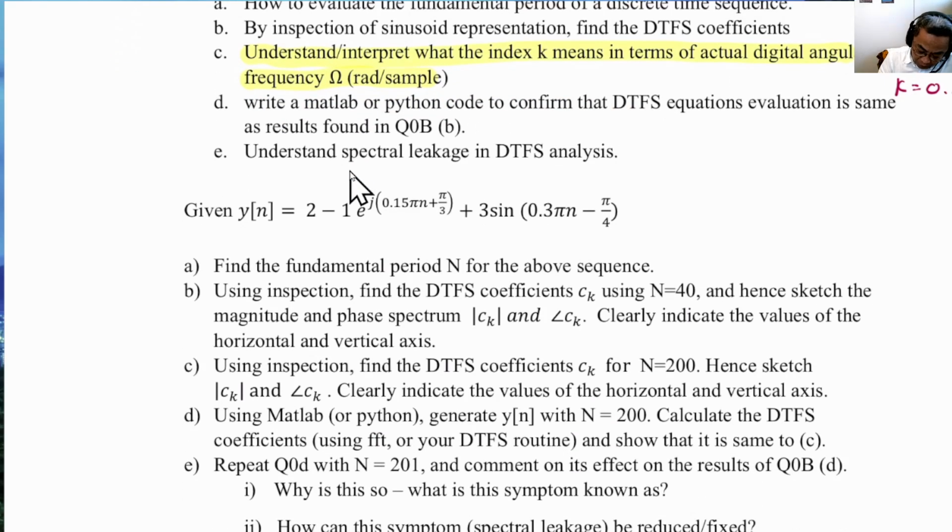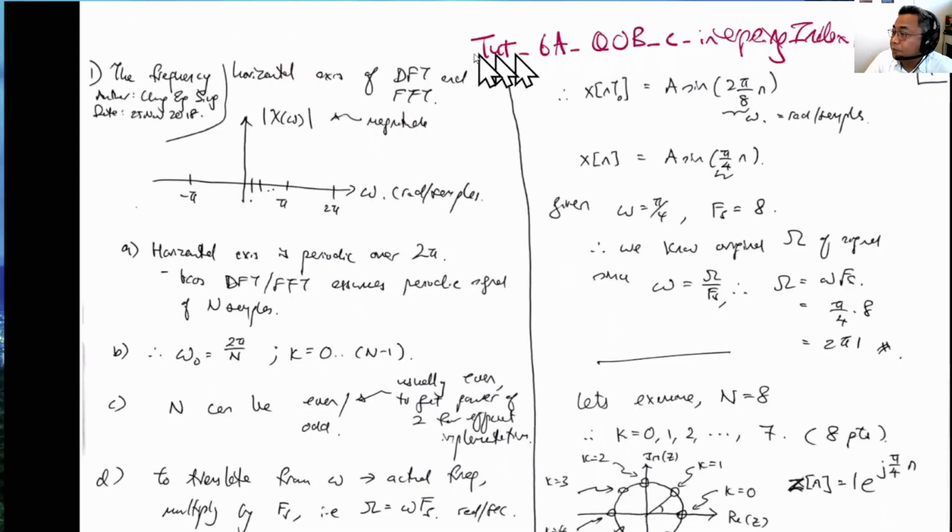In this question, we have already seen using N equals 40 for Ck to solve for this equation. Now we are going to use N equals 200. Let's first revise what Ck means on the horizontal axis. Take a look at this PDF, Tutorial 6A, Question 0b, Part C, Interpreting Index K.